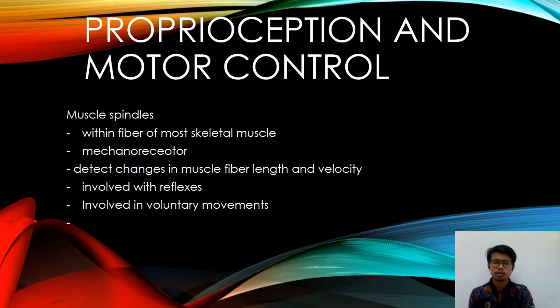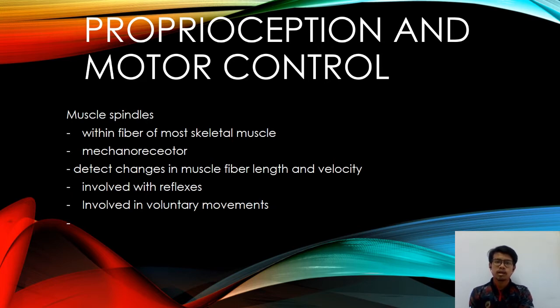I will continue this presentation about proprioception. The first one is muscle spindles. Muscle spindles lie within the fiber of most skeletal muscle and detect change in muscle length. They are specialized muscle fibers that contain a capsule with both sensory receptor and muscle fiber. They are also known as intrafusal fiber.